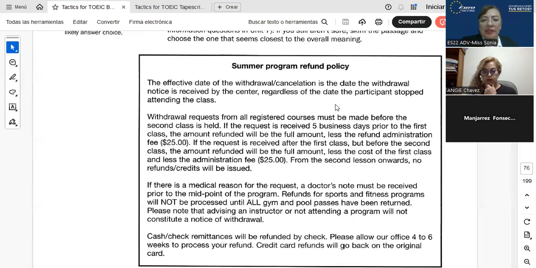What kind of program is this? Summer program, of course. And what is the main idea of this notice? As we have it in the title, no? The procedure, or to let you know what is the procedure for a refund. The procedure. What will be the most difficult to get back your money?